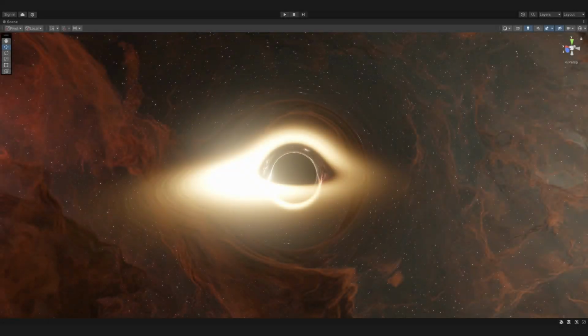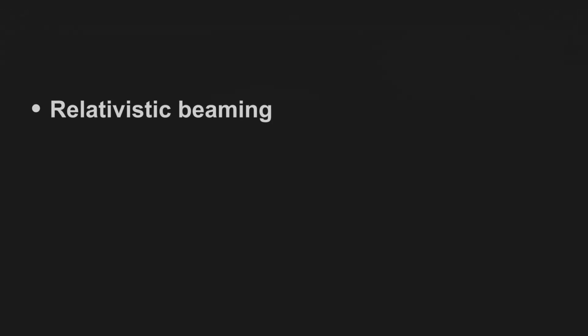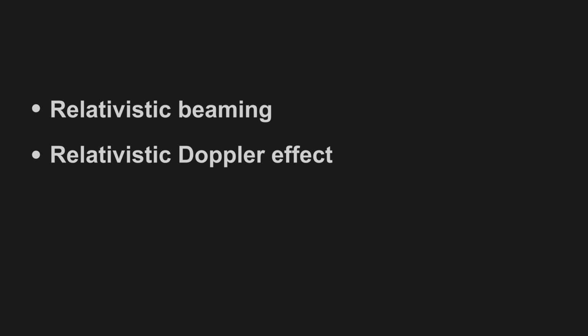In this video we will finish the accretion disk, and with it this series of videos. There are three more physical effects to be added. The first two are relativistic beaming and the relativistic Doppler effect. They describe the effect of the velocity of the gas in the disk on the intensity and frequency of the emitted light. So even though the two effects have a different name, they are really two sides of the same coin. Together, they describe the effect of relativistic motion of the gas on the emitted light.